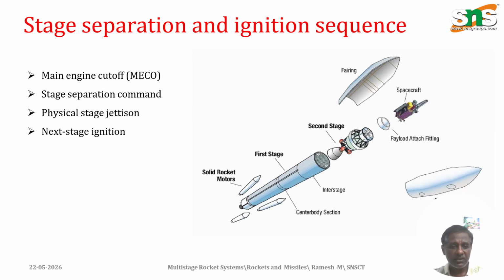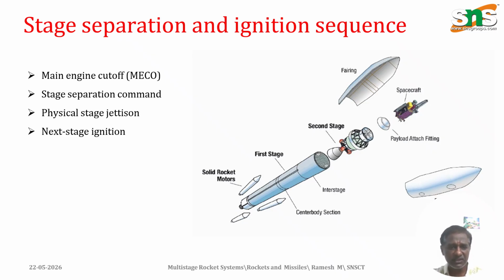Next, we will see the stage separation and ignition sequence. Stage separation is one of the most important processes in a multi-stage rocket system, where an exhausted rocket stage is detached from the remaining vehicle during flight. The primary purpose of stage separation is to remove the empty fuel tanks, engines, and structural components that are no longer useful after propellant consumption.